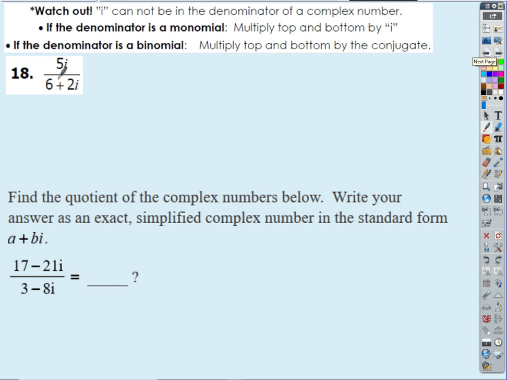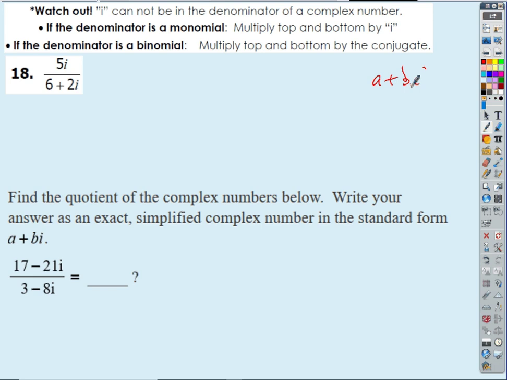But with complex numbers, we really can't leave an i in the bottom. That's not going to work, because in order for us to work with complex numbers, I've got to be able to write my answer in the form a plus bi. It's got to be a complex number in standard form. We have to know what the real part is and what the imaginary part is, for example, so we can graph it in the complex plane. That's important to be able to do, right? So we cannot leave it like that.